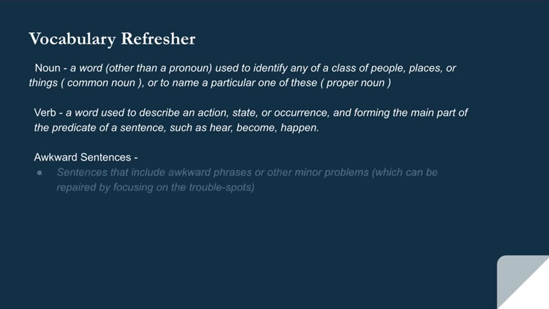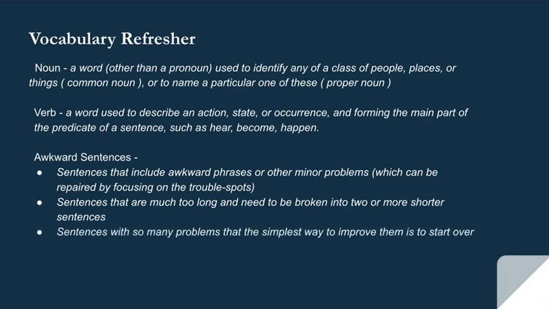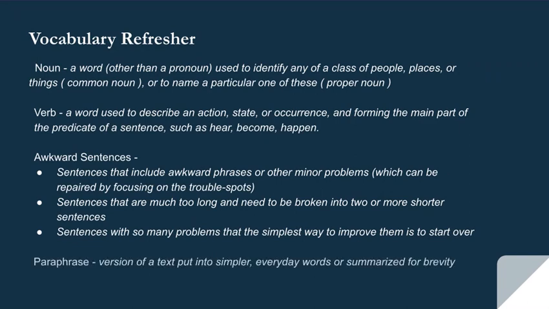Awkward sentences are sentences that include awkward phrases or other minor problems, which can be repaired by focusing on the trouble spots. They can also be sentences that are much too long and need to be broken into two or more shorter sentences. And lastly, they can be sentences with so many problems that the simplest way to improve them is to start over. Another way you can do that is by paraphrasing, which is a version of a text put into simpler everyday words or summarized for brevity.